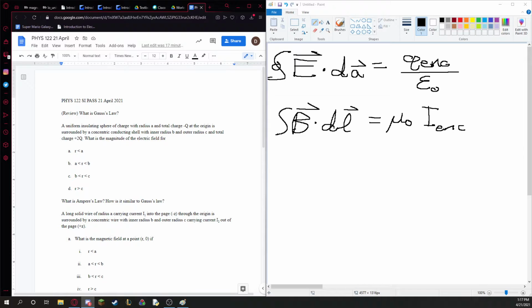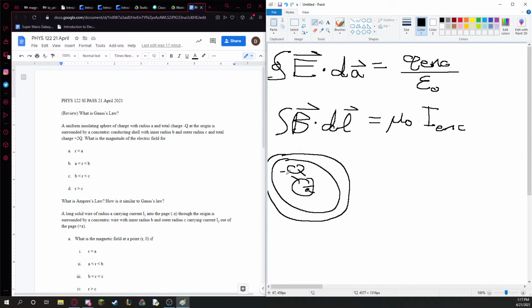So let's go ahead and hop into a quick little review example from Gauss's law, where we're just going to have a uniform sphere of charge, radius A, total charge minus Q. So we're going to have our radius A, total charge minus Q, at the origin, surrounded by a conducting shell. Horrible drawing, but you get the picture. And total charge plus 2Q out here.